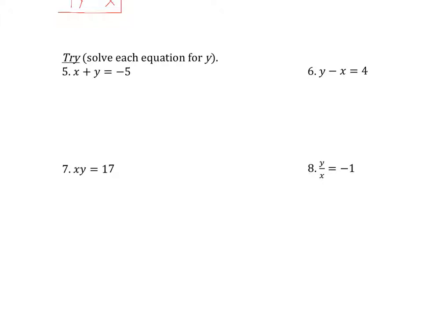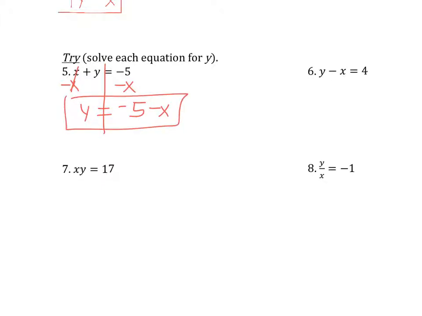All right, if we're trying to get y by itself, x is positive, so I want to subtract it. So y is by itself now. Negative 5 and negative x are not like terms, so I just write them like I see them, negative 5 minus x. Done with that one. On number 6, I'm trying to get y by itself. x is negative, so the opposite operation would be add it. So I have y equals 4 and x are not like terms, so I just write 4 plus x.